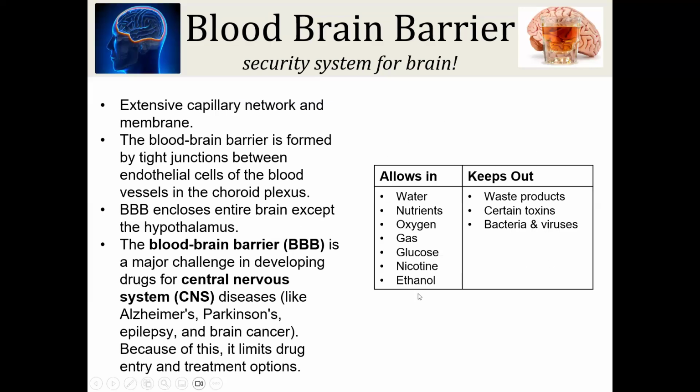So this is a nice table to look at in terms of what do we let in through the blood-brain barrier? What are we always keeping out? So of course, water, nutrients, oxygen, other gases. For example, carbon dioxide has to be able to get in and out. Glucose, because we need a whole lot of energy to keep our brain going. And then the last two are the ones that seem a little counterintuitive.